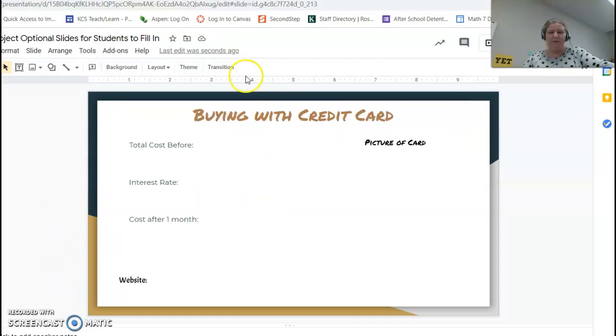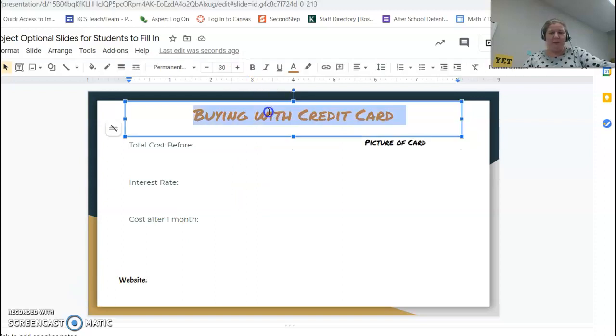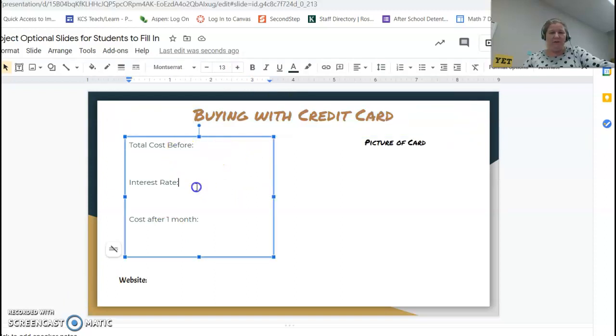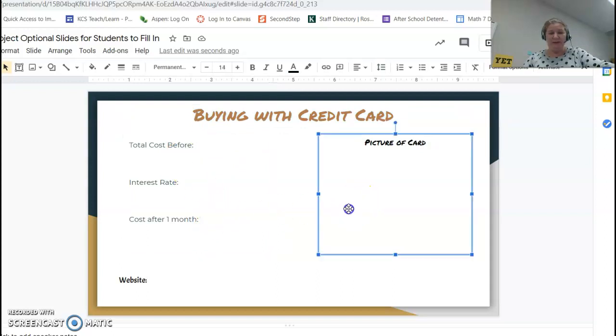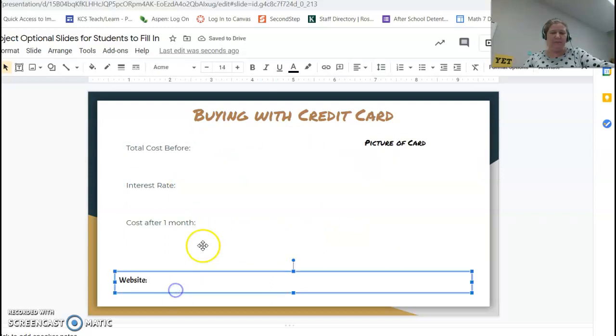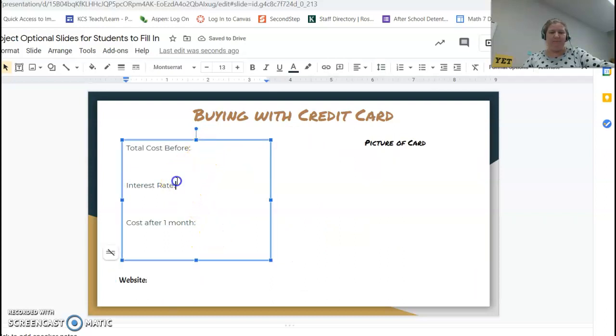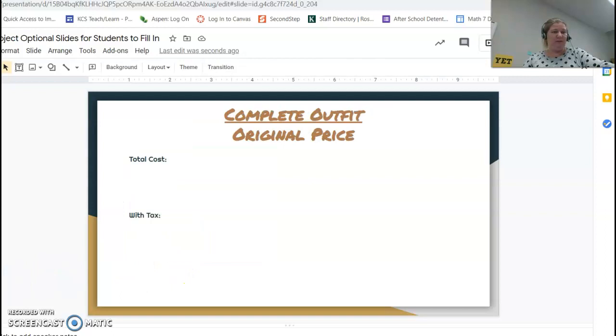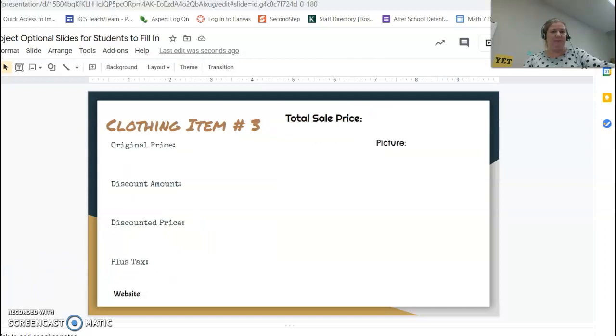Here's some math. I'm going to buy with a credit card. So you're supposed to determine the cost after 1 month. And as we're thinking about our interest formula, the time there is calculated in years. So this would be 1 month is a fraction of a year. So let's think about that.